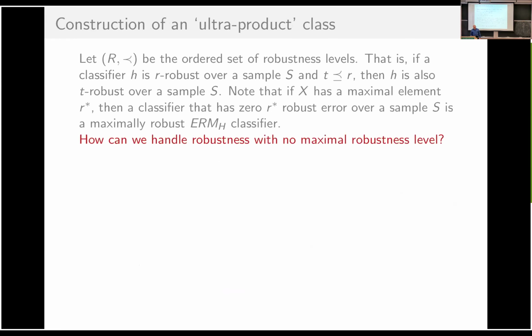So, okay, we have here a notion of the order over the robustness level. So R is the set of robustness levels. We have this order of robustness, and we assume that if you're robust to a higher level, you're also robust to lower levels. There is no maximal robustness, it's just a linear order. And we want to handle maximally ERM robust classifiers. How are we going to do it?